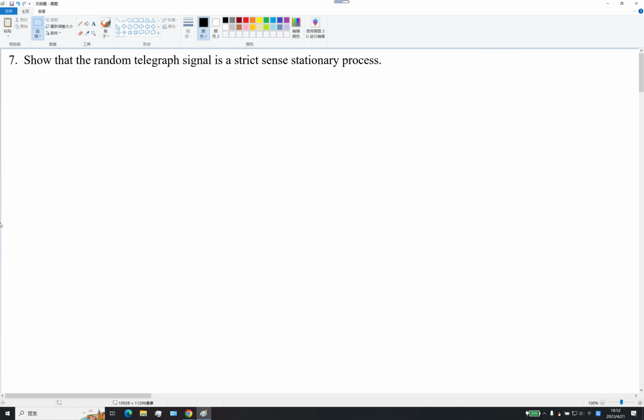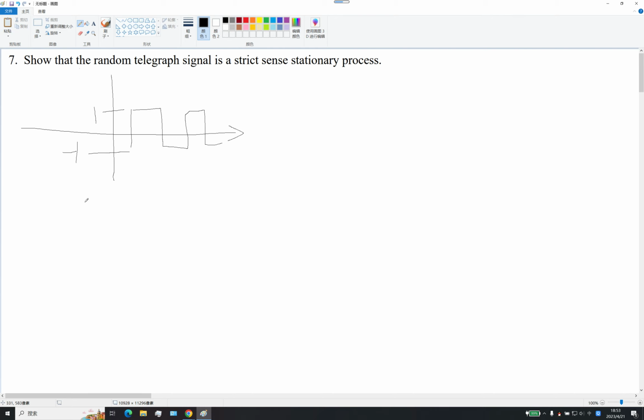Hello, this is question 7 of homework 9, and the question is: show that the random telegraph signal is a strict sense stationary process. So we know that the random telegraph signal is a random signal, and it switches randomly between -1 and 1. So it is either 1 or -1. What we want to show is that it is a strict sense stationary process.